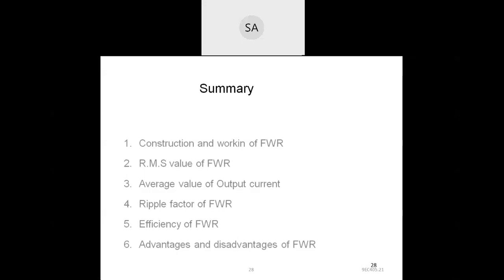And the ripple factor of the full wave rectifier is 0.48. That is, the ripple factor is much decreased in the center tapped full wave rectifier, and the efficiency is twice that of the half wave rectifier. In the half wave rectifier we have an efficiency of 40.6 percent, whereas in the full wave rectifier it is increased to 81.06 percent. So these are the topics we have discussed in our lecture today.